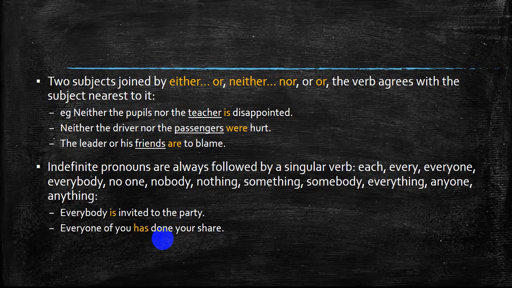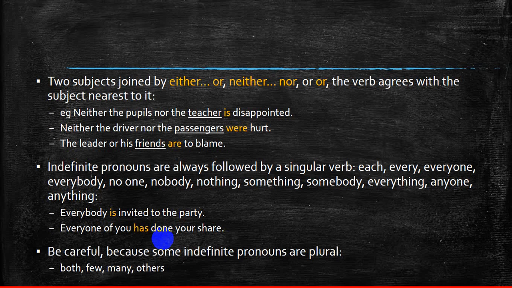Indefinite pronouns are always followed by a singular verb. Each, every, everyone, everybody, no one, nobody, nothing, something, somebody, everything, anyone, anything. Everybody is invited to the party. Everybody are invited to the party is clearly wrong. It doesn't sound correct. Every one of you has done your share. Be careful, because a few indefinite pronouns are in fact plural, but I think they're pretty obvious. Both, few, many, and others are obviously plural.